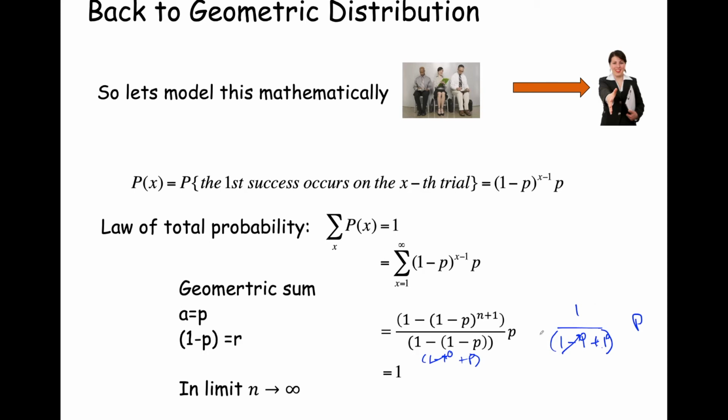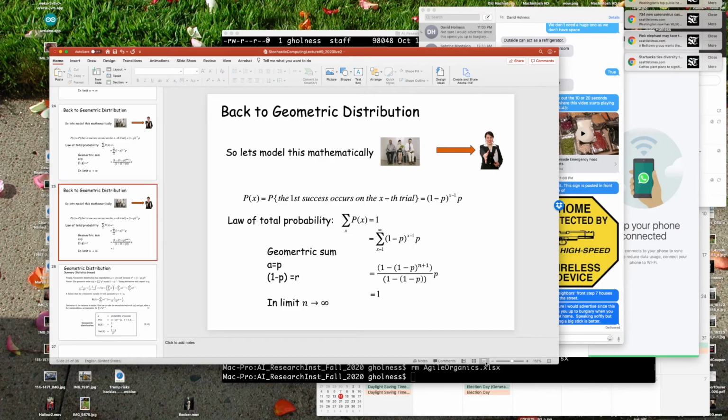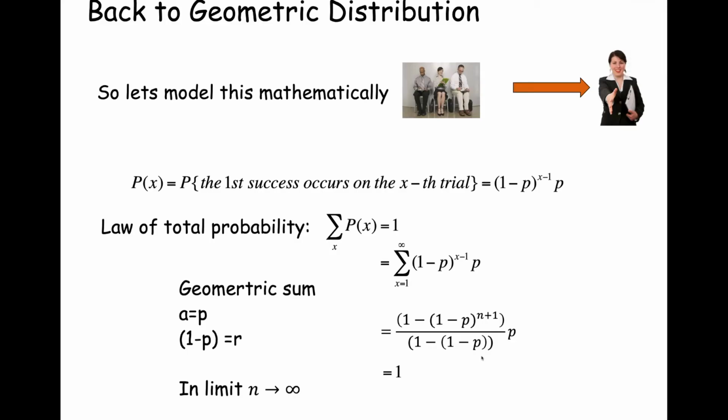Let's try this again. So if we plug in for what our constant factor r is, we have 1 minus quantity 1 minus p to the n plus 1, so that's r to the n plus 1, upon 1 minus r, so it's 1 minus quantity 1 minus p, all of that times p.